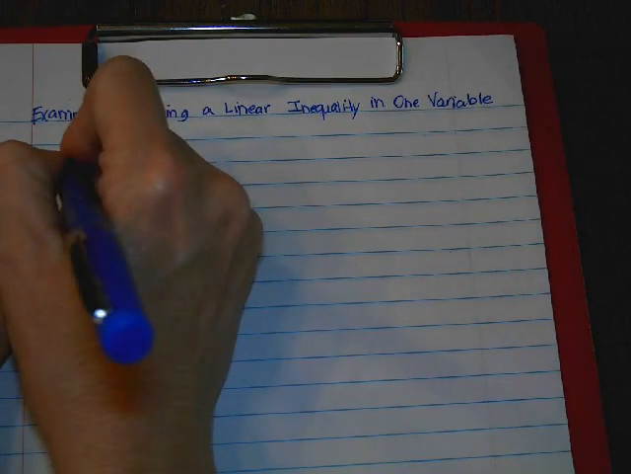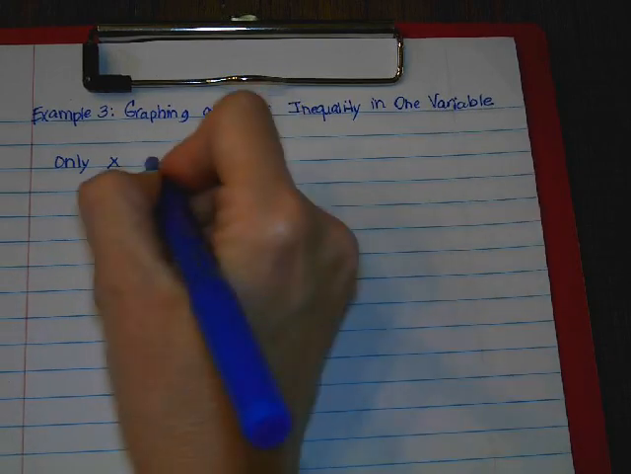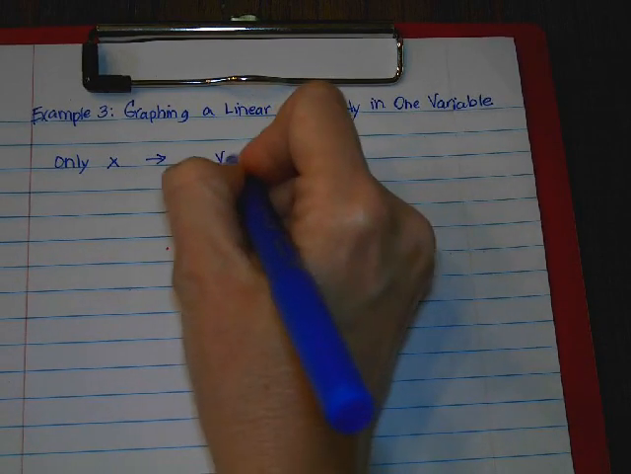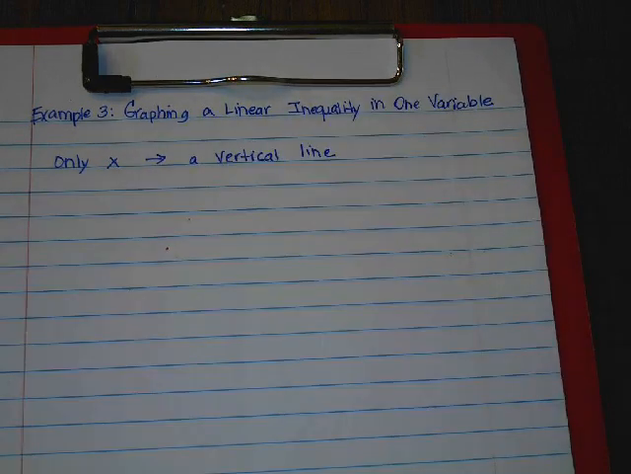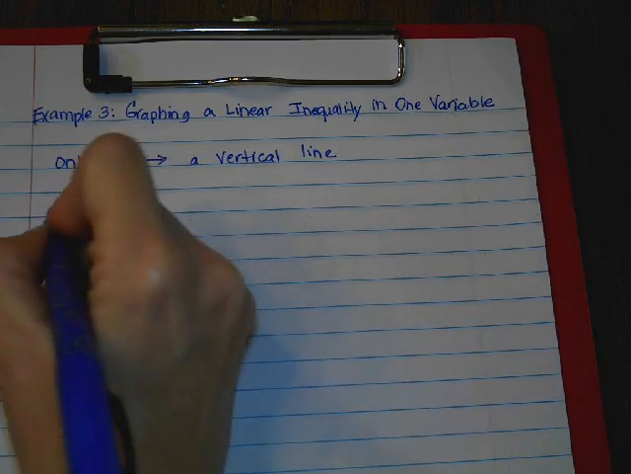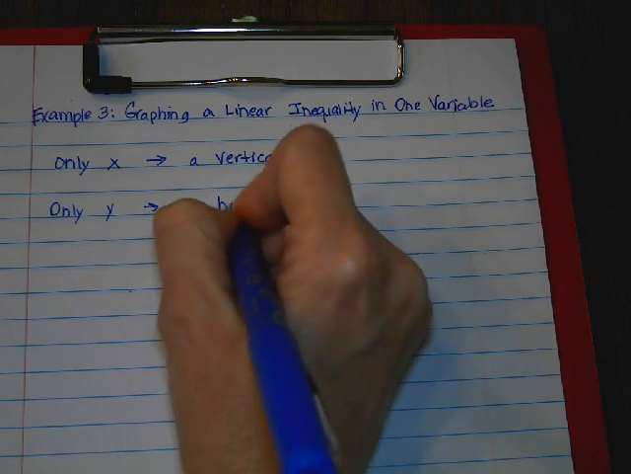All right. So to do this, we're going to first look at the example they've given us. And so we need to realize what they're asking us about. So one variable means we're either going to have just x or we're going to have just y, but we're not going to have both. So if we have only x as our variable, this would create a vertical line. If we have only y, this would create a horizontal line.